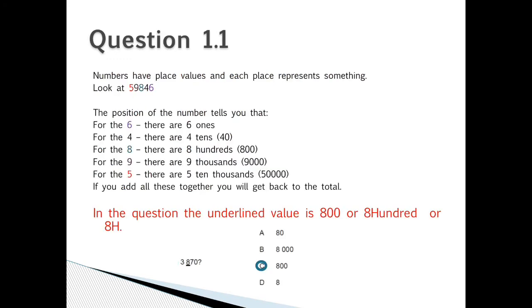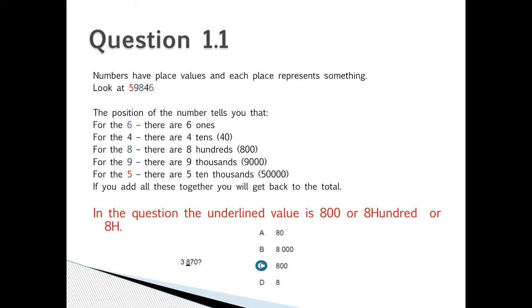Numbers have place values and each place represents something. Look at 59,846. The position of the numbers tells you that for the 6, there are 6 ones. For the 4, there are 4 tens. For the 8, there are 8 hundreds. For the 9, there are 9 thousands. For the 5, there are 5 10,000s. If you add all these together, you get back to the total.